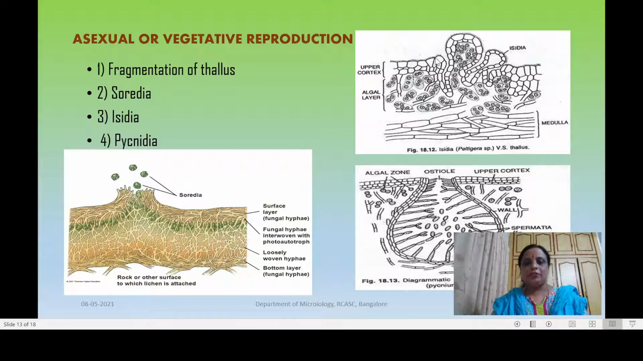Once again, I will repeat. In some lichens, for example Peltigera species, the upper cortical region, that is the fungal partner, undergoes a process of undulation. Into this undulated structure, the algal partner enters. This undulated structure gets detached from the parental thallus, and they germinate and grow and develop into a new individual. Such a structure is called isidia.